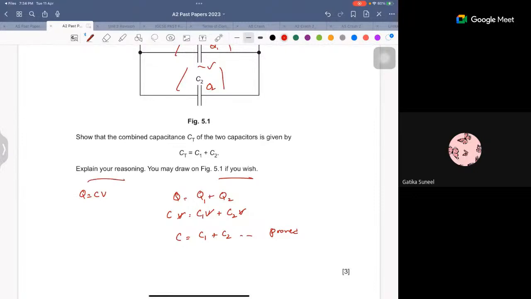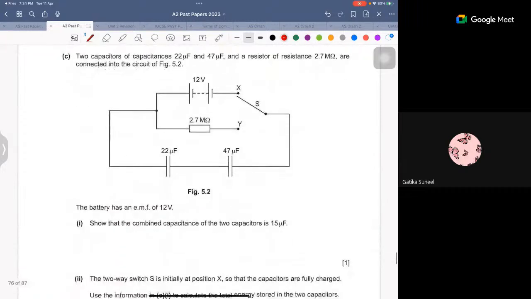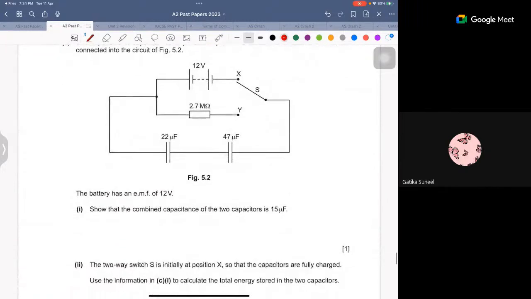Let's say explain your reasoning. So the reason is the potential difference V is equal in each capacitor due to being parallel. That's what you need to remember. Now, going to the next, it says show that the combined capacitance of two capacitors is this. Where are the two capacitors? This is in series. In series, the capacitors are added with the reciprocals.